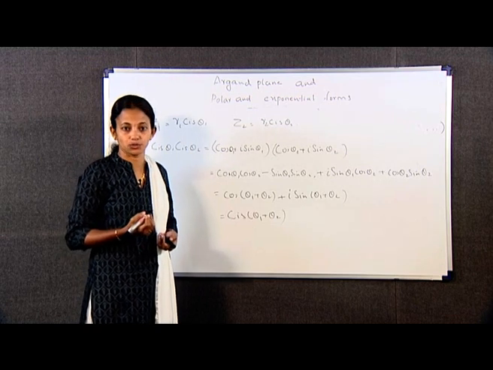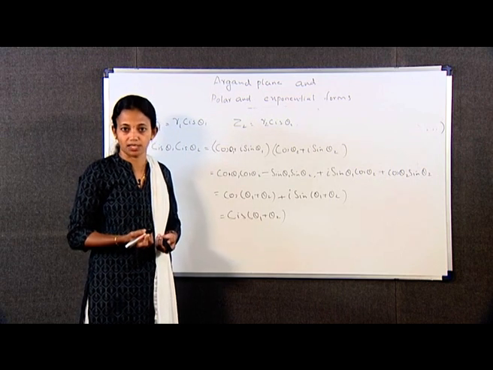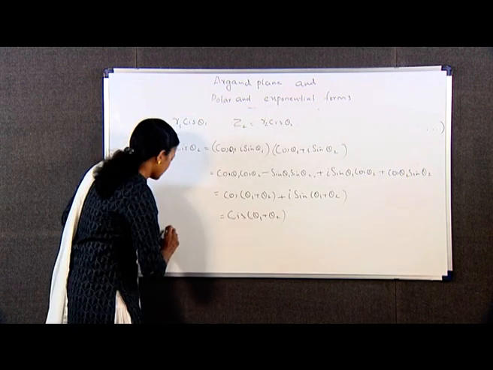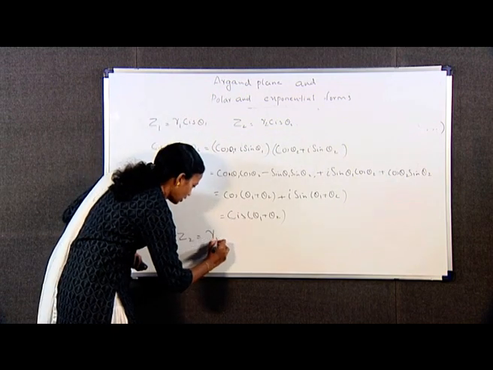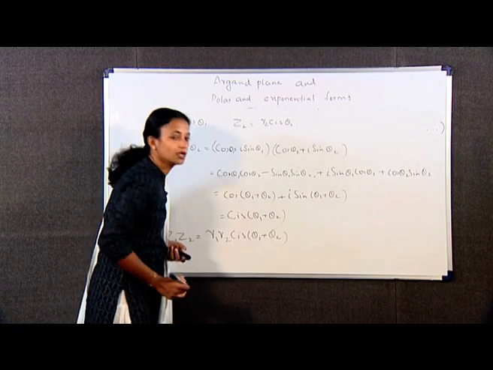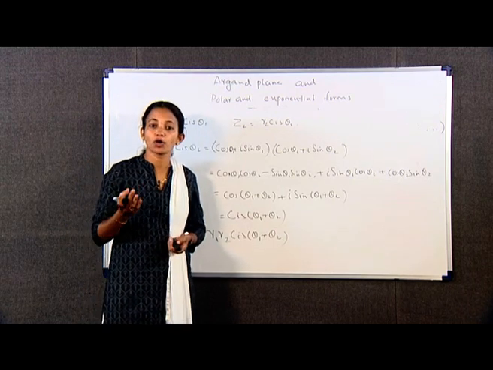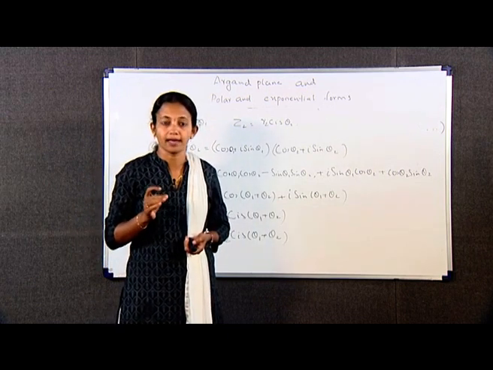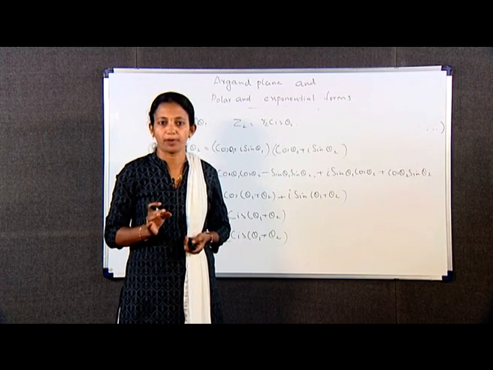Hence, Z1 into Z2 is equal to R1 R2 sec theta 1 plus theta 2. From the above, it follows that if Z is the product of two complex numbers, mod Z is the product of their moduli and arg Z is the sum of their arguments, that is modulo 2 pi.